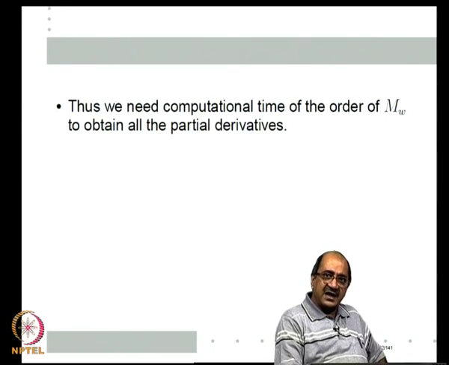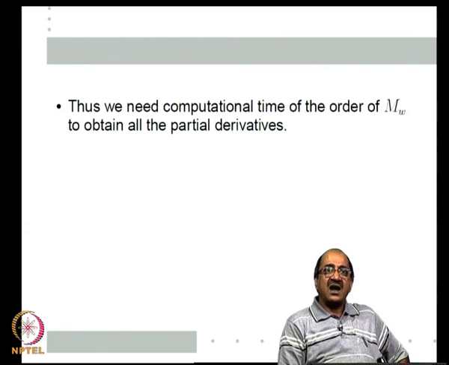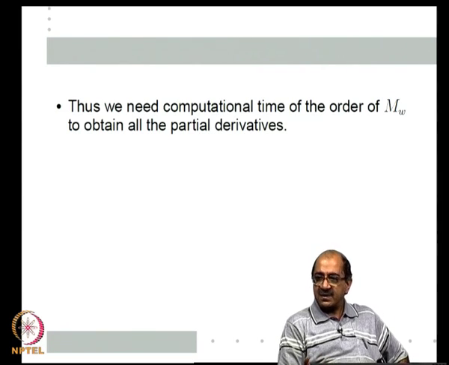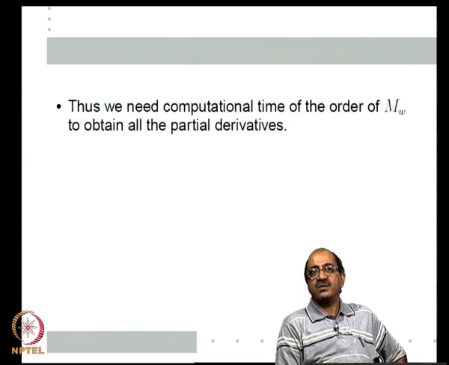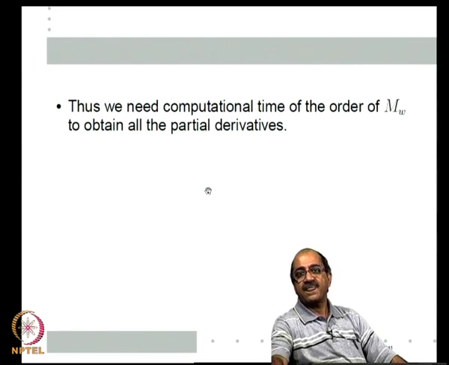I am calculating MW partial derivatives. If I am calculating MW partial derivatives, I can't do anything less than order MW computation. Obviously, I am calculating MW numbers. So, my order of computation should be of the order of MW. That it grows only linearly as MW is really nice.